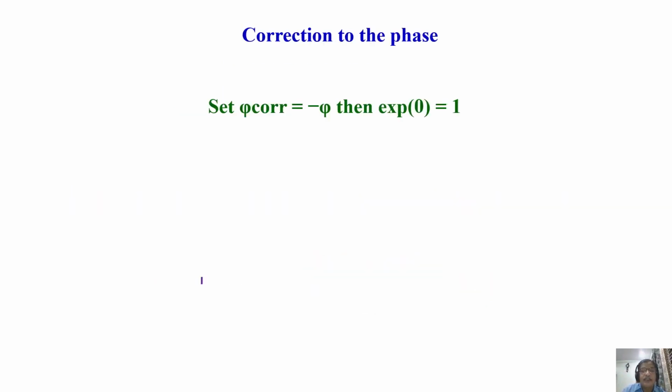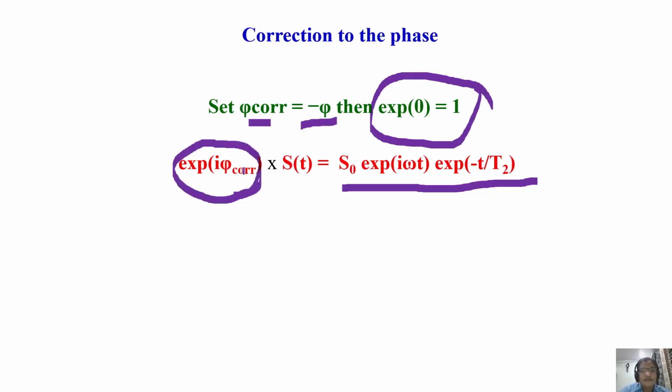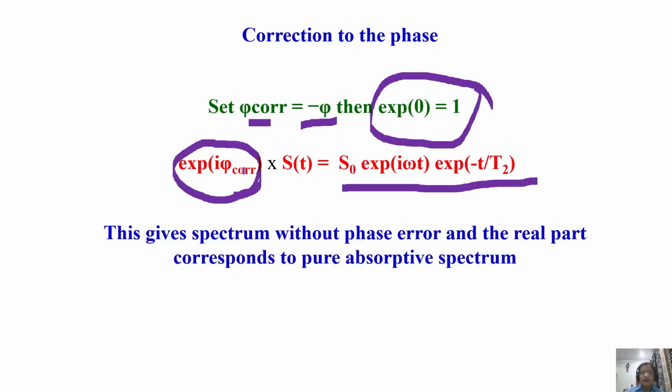So that is a very important thing. If I set the phase correction to minus phi, then the exponential function will be 1. That means there won't be any phase error at all. You get a signal after Fourier transformation, and you will see only a pure absorptive spectrum in the frequency domain. That's what I have to do. So my job is to find out what this function is, right? This gives a spectrum now without phase error, and the real part corresponds to the pure absorptive spectrum.